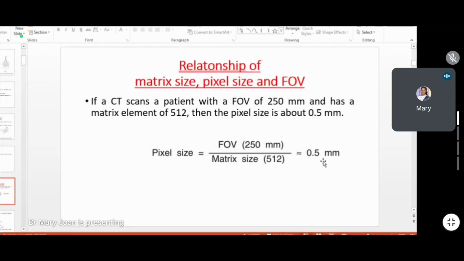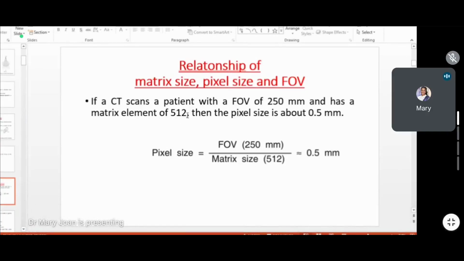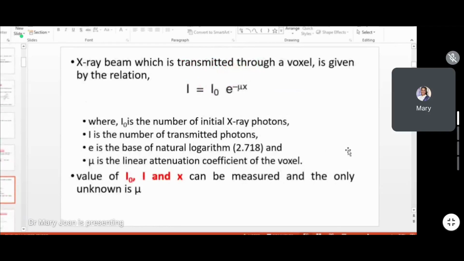Now, the relationship of matrix size, pixel size, and field of view. If a CT scans a patient with a field of view of 250 mm and has a matrix of 512, then the pixel size is about 0.5 mm. So pixel size is field of view divided by matrix size.